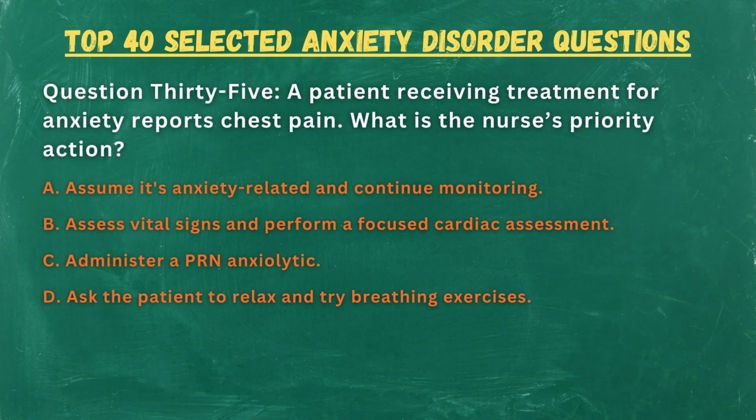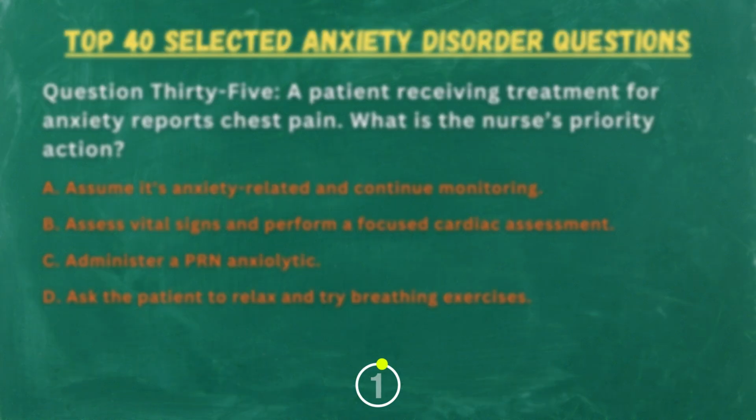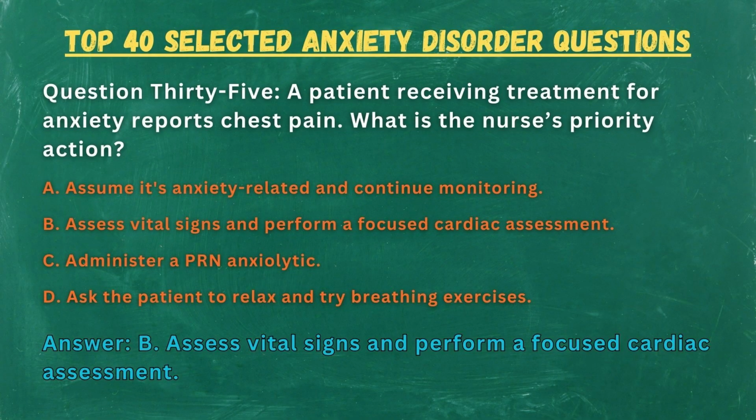Question 35. A patient receiving treatment for anxiety reports chest pain. What is the nurse's priority action? A. Assume it's anxiety-related and continue monitoring. B. Assess vital signs and perform a focused cardiac assessment. C. Administer a PRN anxiolytic. D. Ask the patient to relax and try breathing exercises. Answer. B. Assess vital signs and perform a focused cardiac assessment.